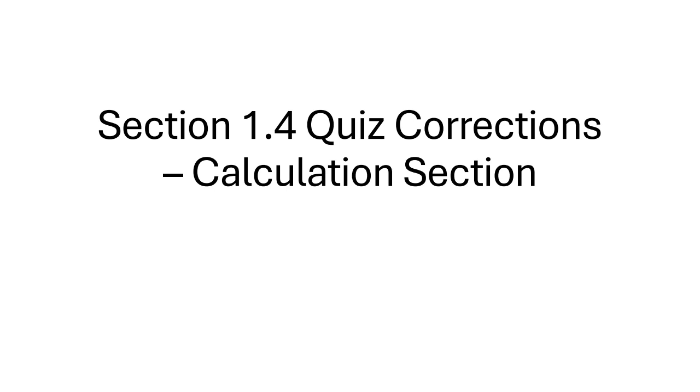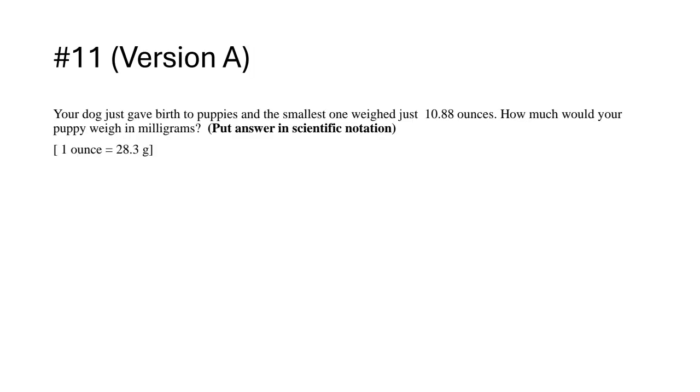Okay, so this is the section 1.4 quiz corrections, the calculation section. This is question number 11 on version A. I'm not sure what it is for version B and version C, but obviously you can find the puppy question. Your dog just gave birth to puppies, and the smallest one weighed just 10.88 ounces. How much would your puppy weigh in milligrams?